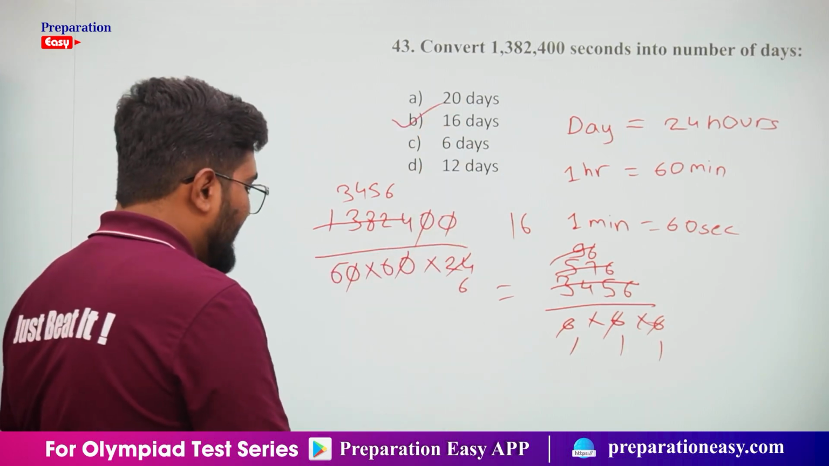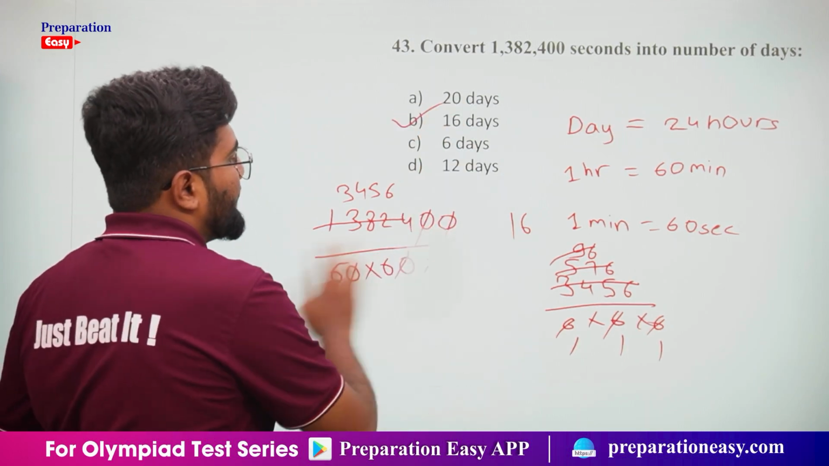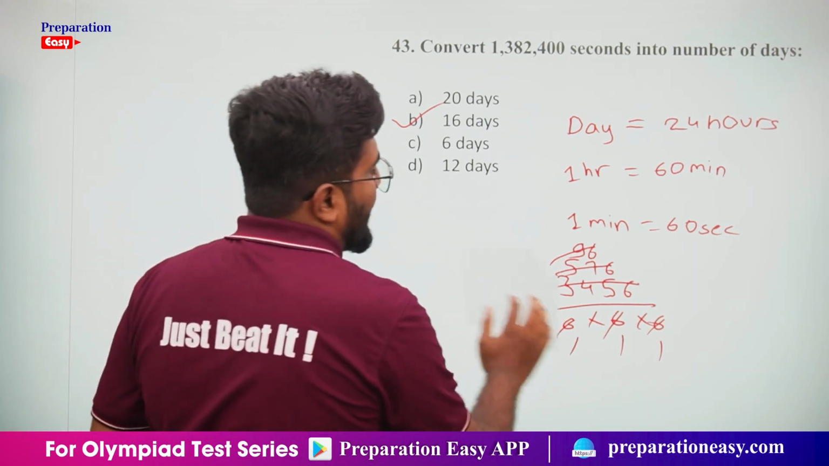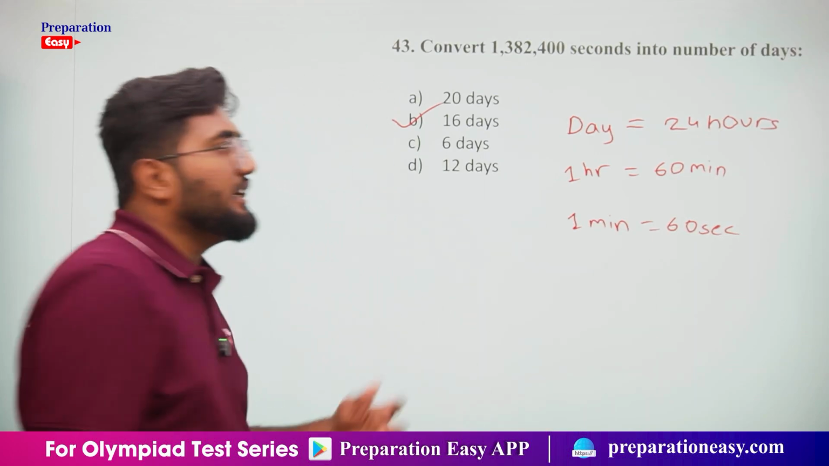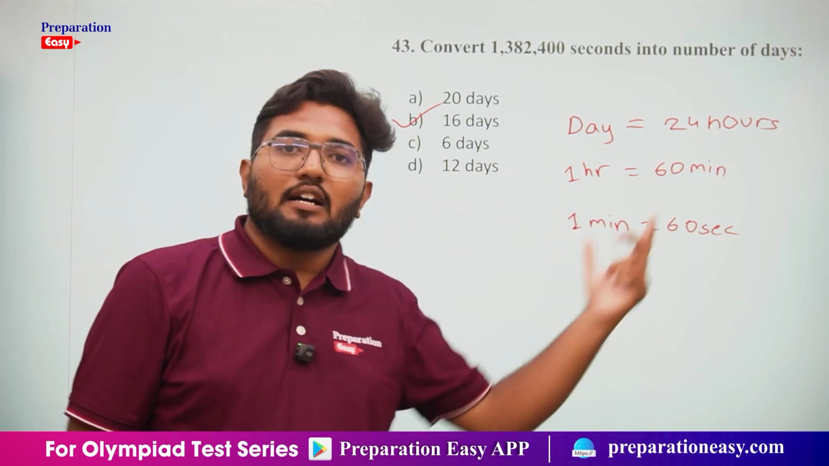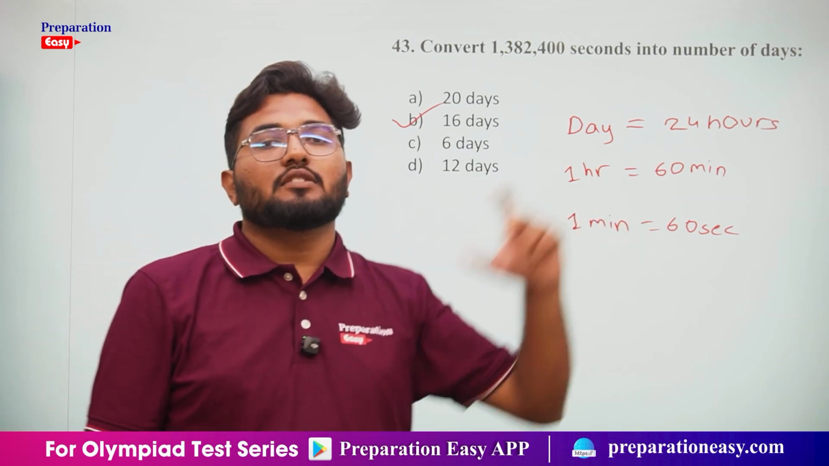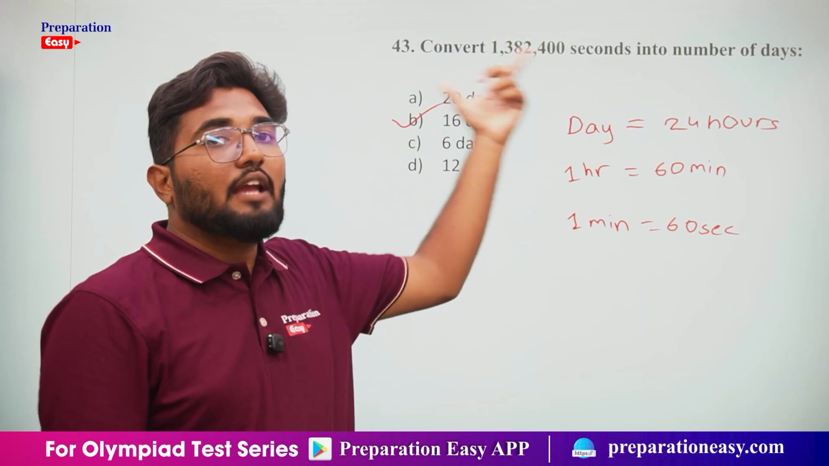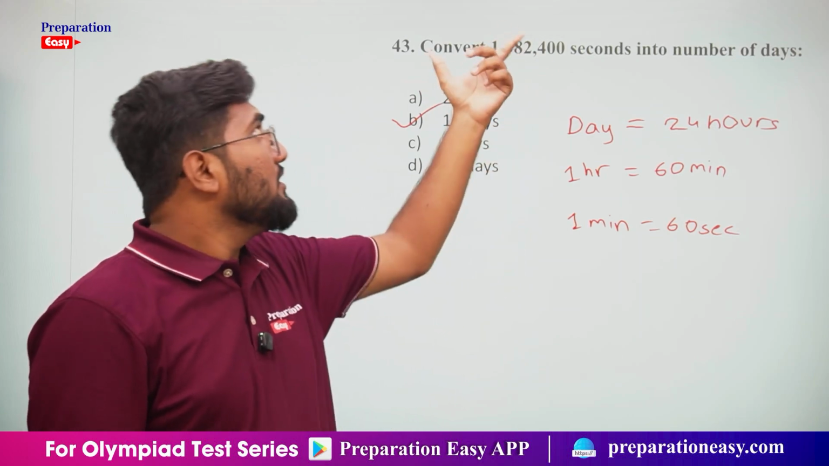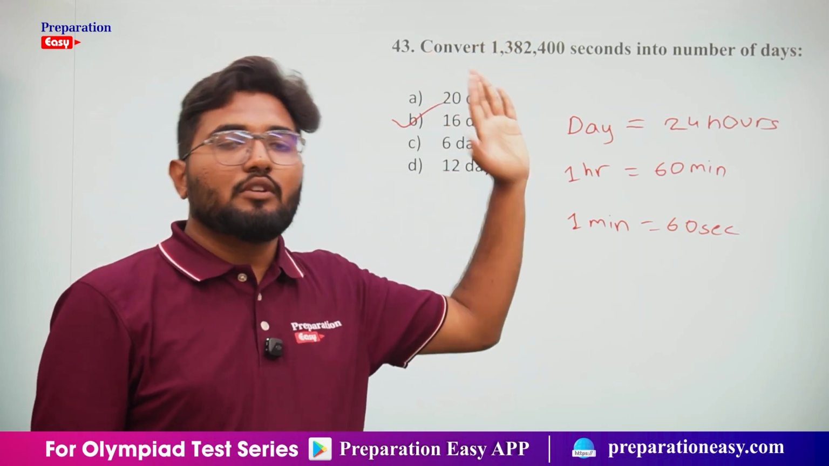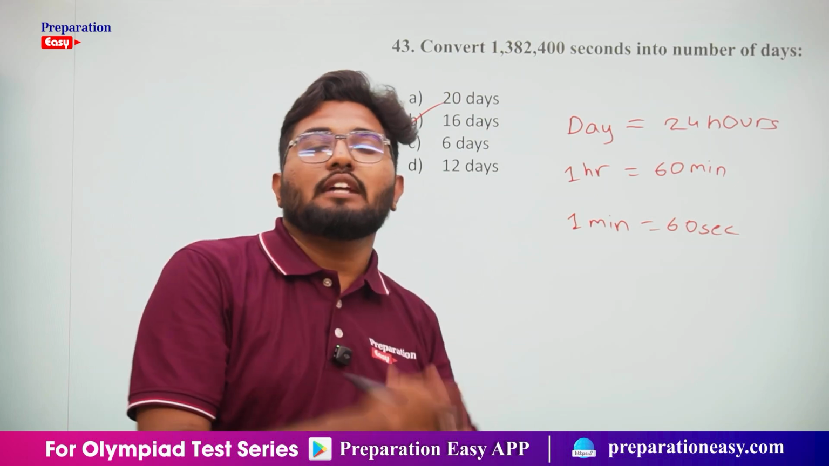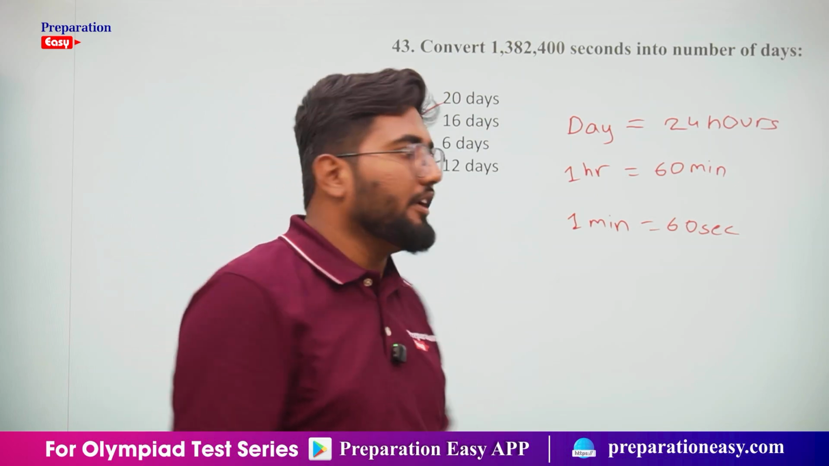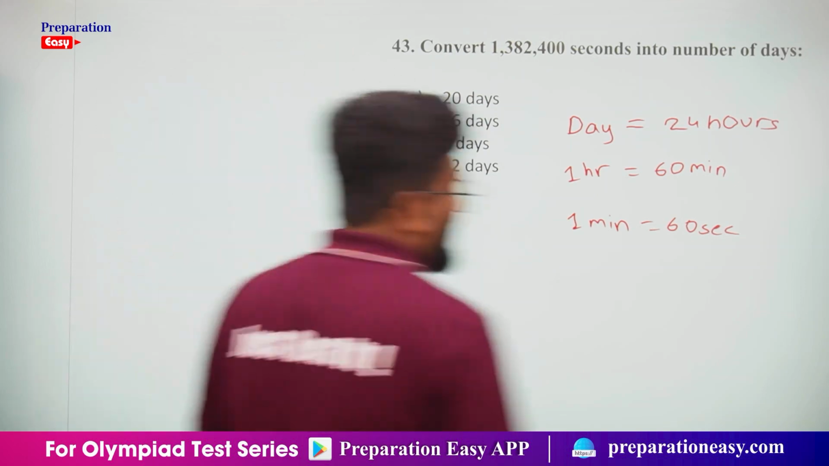Okay, how have I calculated? First of all, I converted days into hours, then hours to minutes, and then minutes to seconds, and then divided it by the actual seconds. To convert it, first we have to convert it to minutes, then minutes to hours, and then hours to days. Okay, so our option is 16 days.